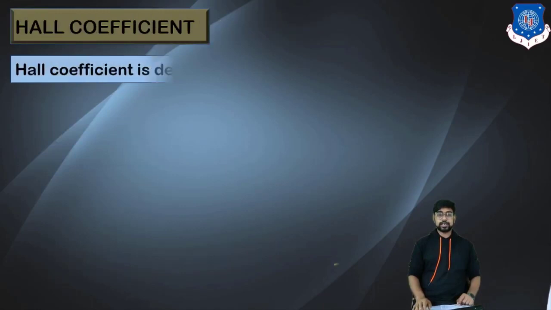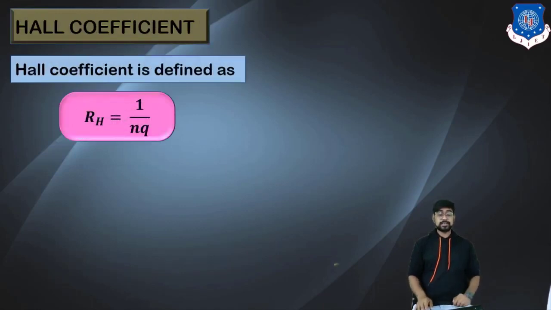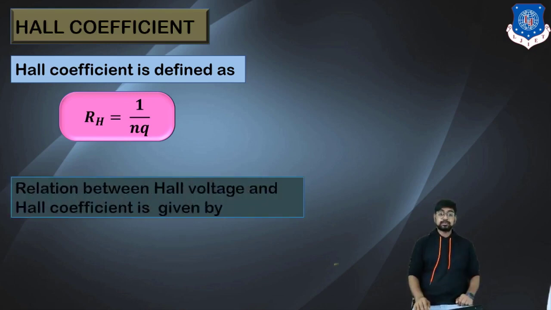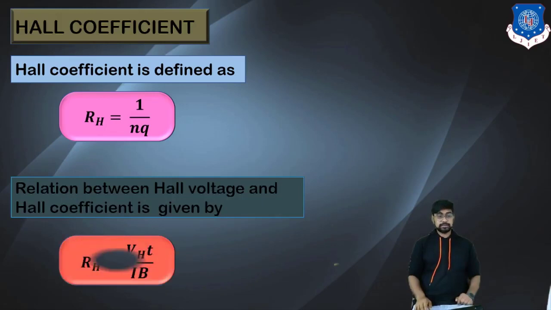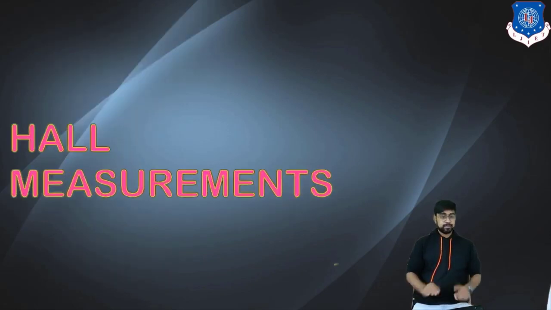So now the Hall coefficient can also be determined. The Hall coefficient is determined as R_H equal to 1 upon n q. The relation between the Hall voltage and the Hall coefficient is given as R_H equals V_H t by I B. Now, this was just the concept of the Hall voltage. Okay, now let's see how the measurement is done with the help of the Hall voltage.